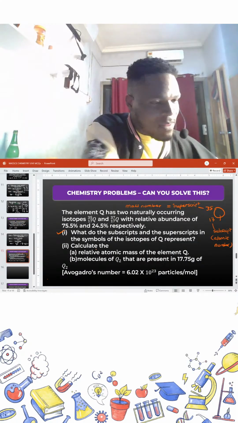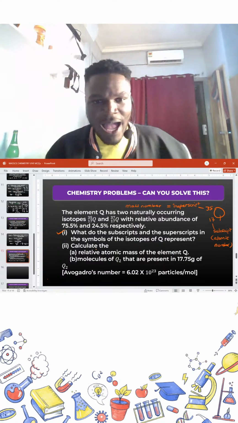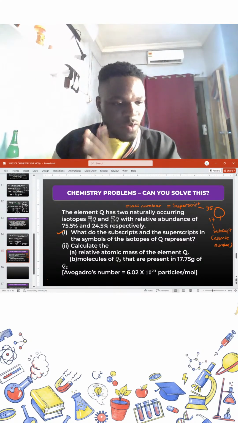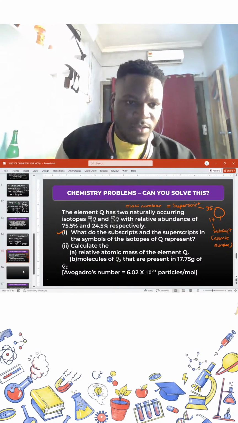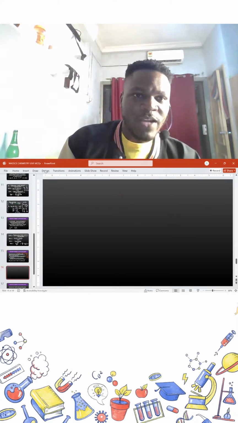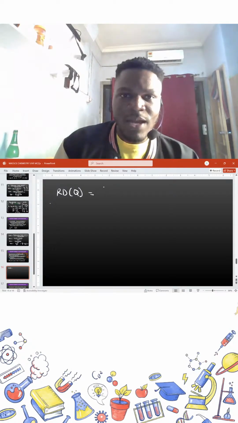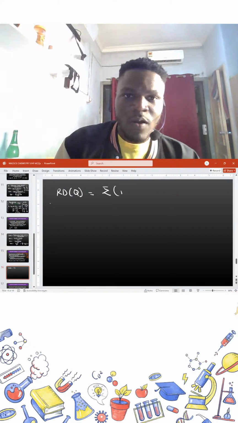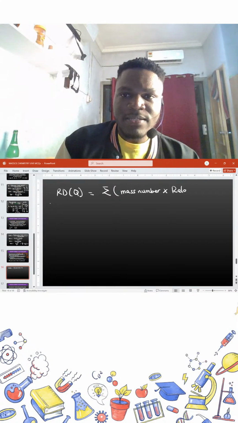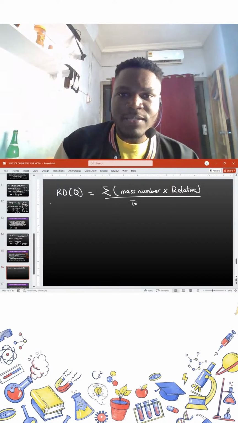Now for II, let's proceed to look at II. We have to calculate the relative atomic mass of the element Q. Okay, so the relative atomic mass for the element Q is equal to, we quote our formula, that is the summation of the mass number multiplied by the relative abundance, all over the total abundance.